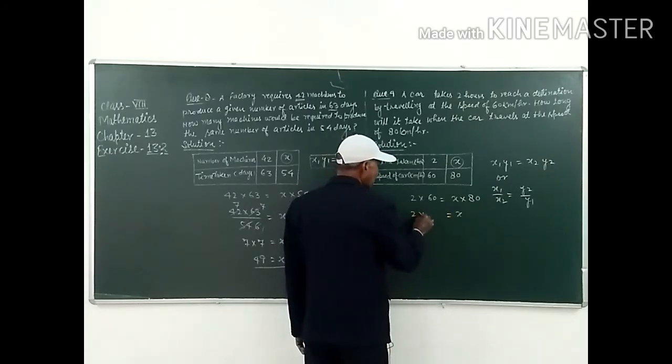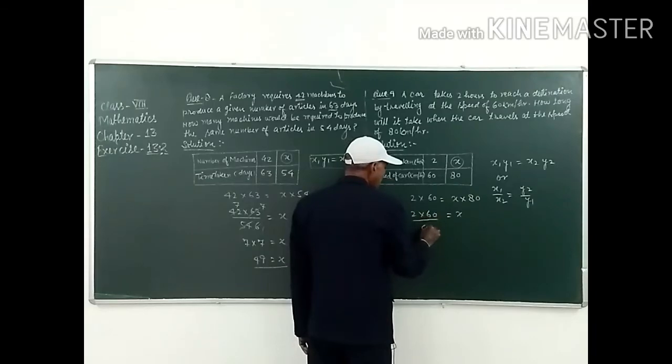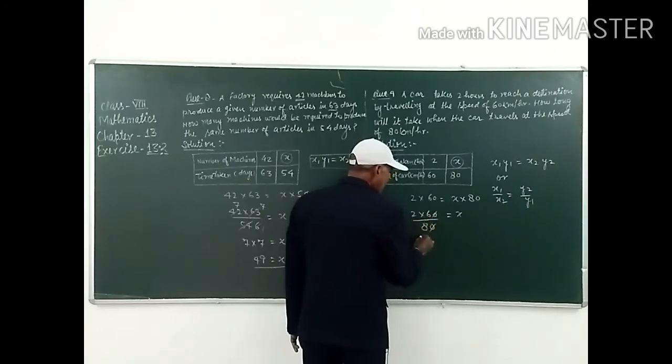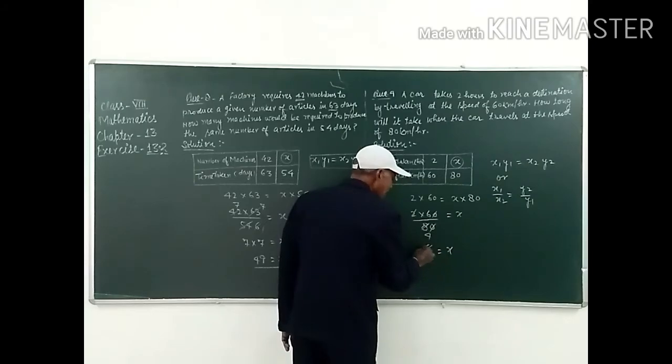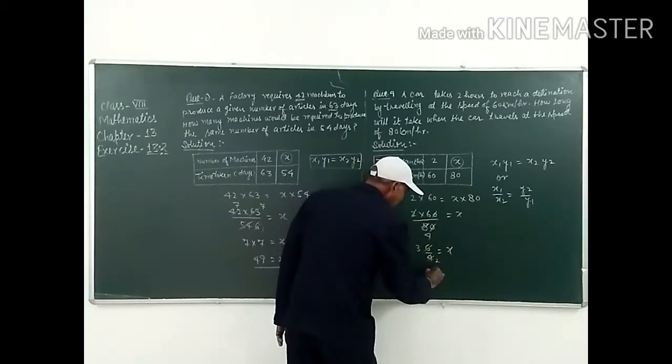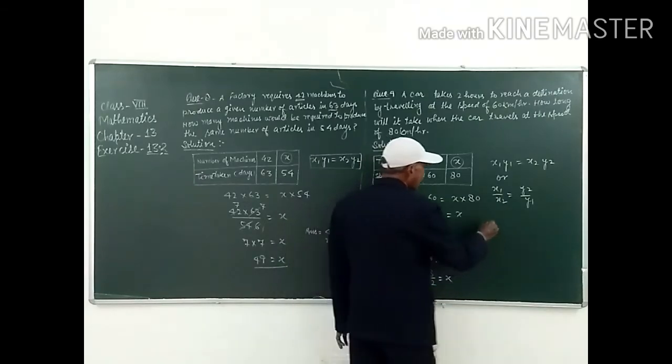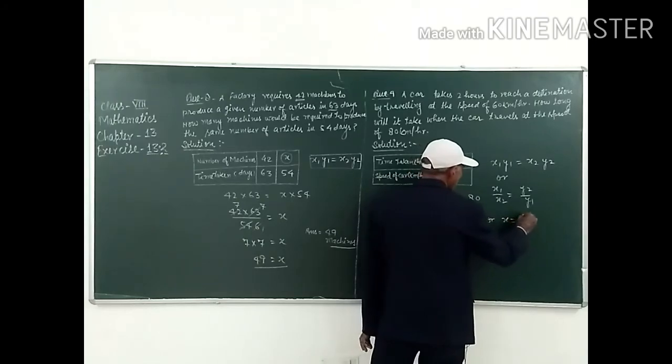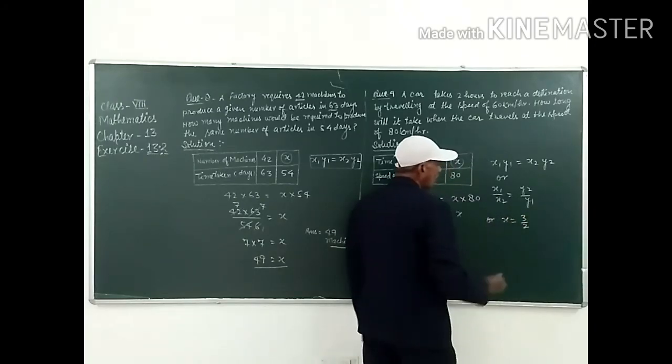2 into 60 by 80. So reduce this: 2 fours are 8, this is 4, 6 by 4. Reduce again, and it will be 3 by 2, since 2 twos are 4 and 2 threes are 6. So x is equal to 3 by 2, or x is equal to 3 by 2 hours.